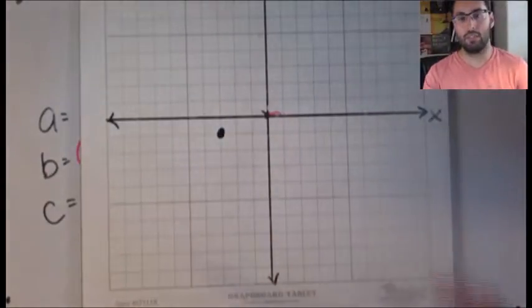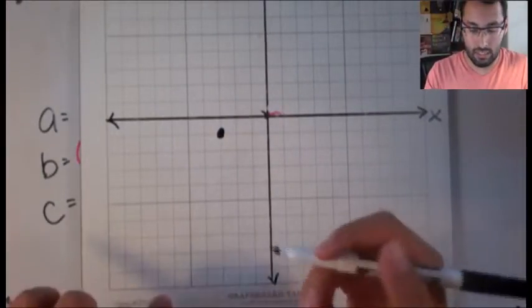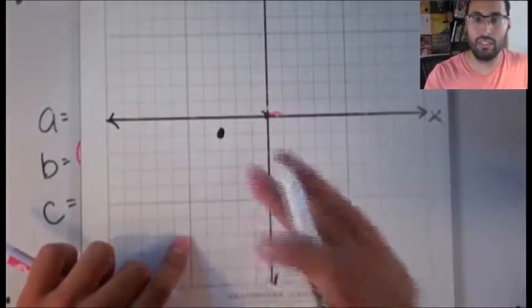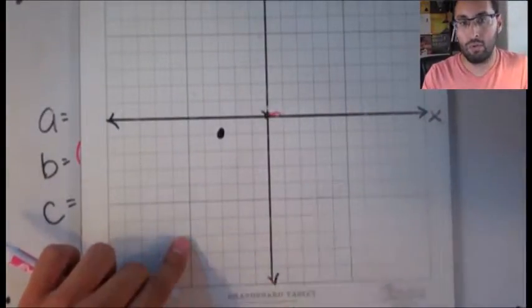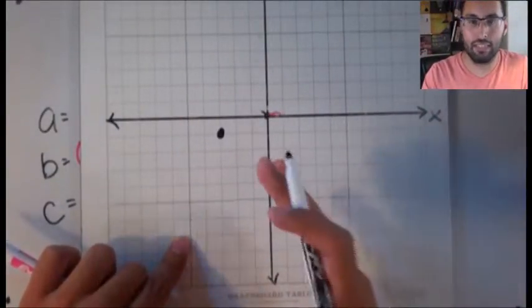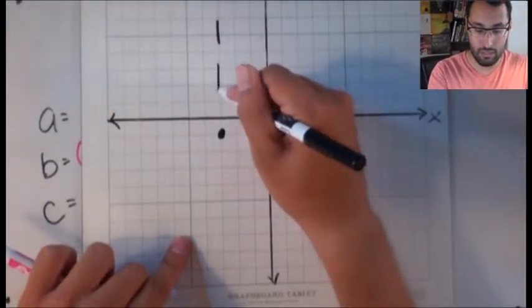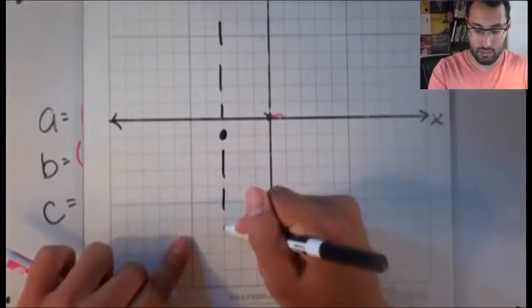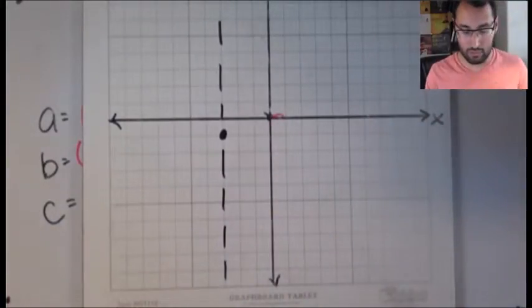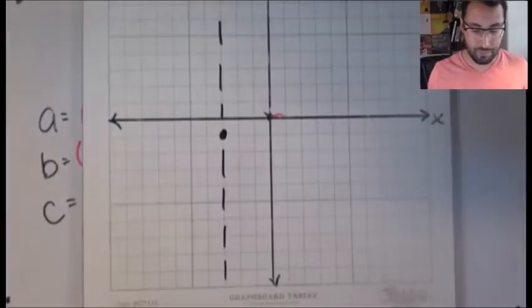So this is going to be the vertex of the problem. That's the turning point of it. I'm going to go ahead and draw the axis of symmetry. When you have a parabola, the axis of symmetry evenly divides the left and the right side of it. It's perfectly symmetric. I'm going to draw a dashed line for that. That's the equation x equal to -3 right there.